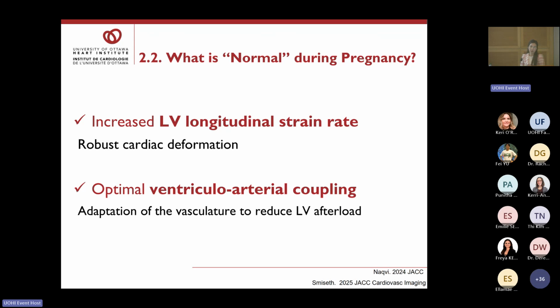One is that there's really a robust cardiac deformation that is seen. So this can be seen by an increase in the LV longitudinal strain rate. So that is really how quickly and how well the heart deforms in all the directions that it does. And the last one is an optimal ventricular arterial coupling. So this is related to vascular adaptations to pregnancy with decreasing impedance, increase in compliance, and really allowing the LV to have a low afterload to pump effectively.